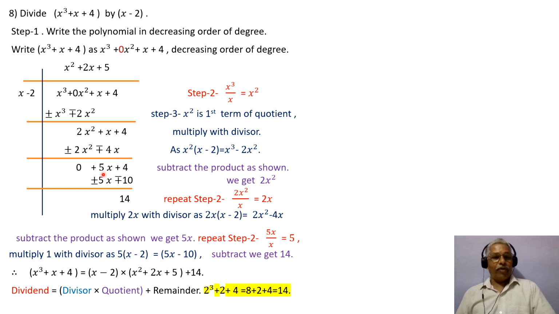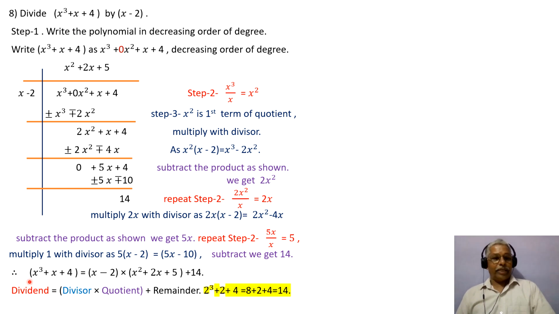Now 5x upon x is 5. It's the last term of the quotient. 5 into x is 5x, and 5 into minus 2 is minus 10. Change the sign, and you can see in the solution that the remainder is 14.